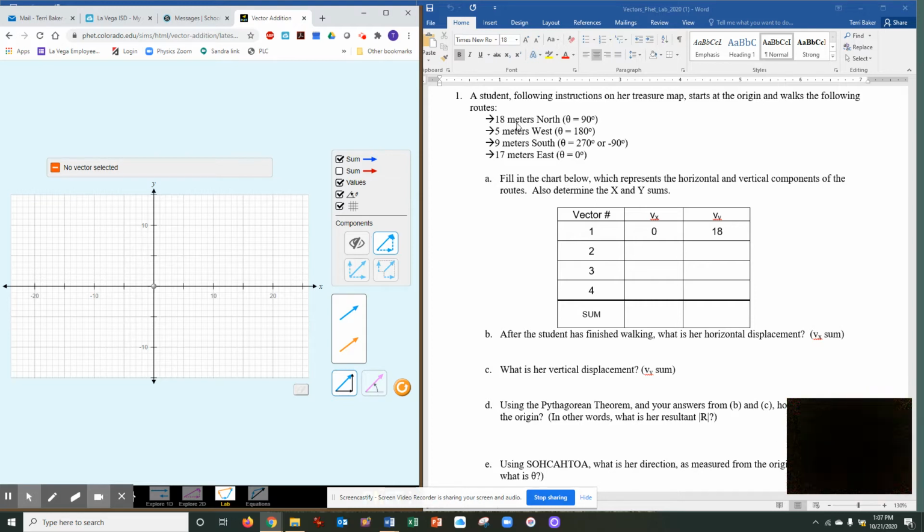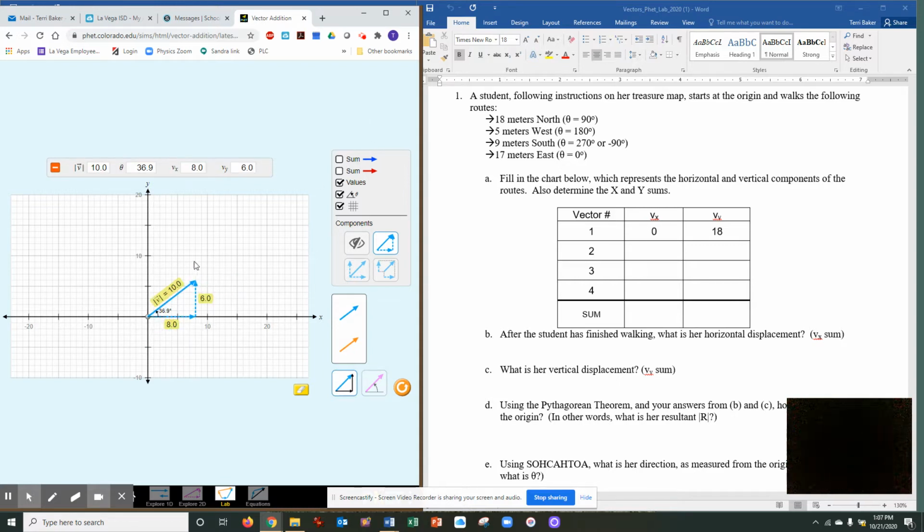So she went 18 meters north. So bring this down a little. We're going to bring a vector out of our toolbox. She went 18 meters north. You can see this vector's clicked. It's 18. It's to the north so the angle is 90 degrees. Your x is 0, and your y is 18. Your x and your y get filled into the chart.